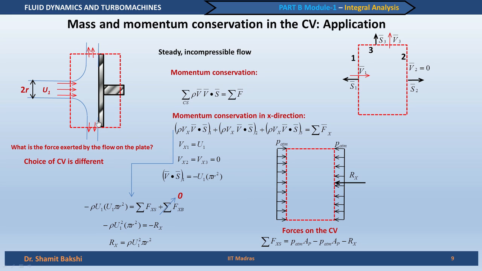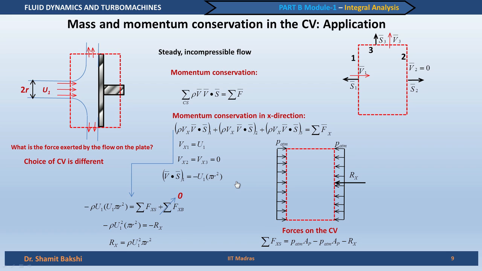Here, basically, the complication in the previous case arose because the force, if we take the third or second control surface along the plate, is not directly known. It cannot be directly equated to the force acting on the plate, and neither is the pressure on this surface known. So, that is how this choice of control volume is better.